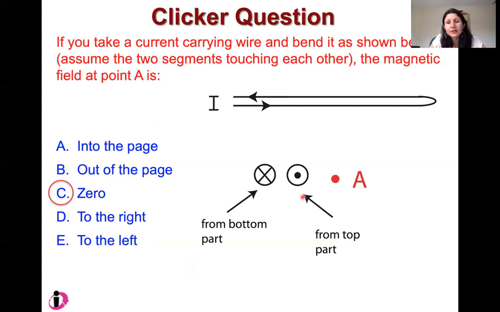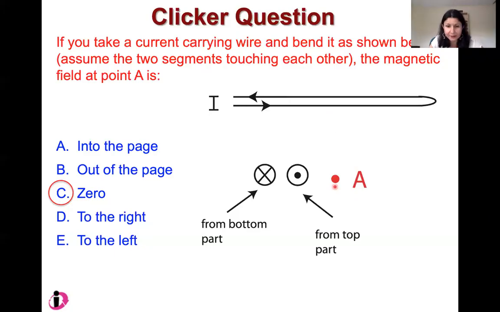But what does magnitude at point A depend on? It depends on the current, but it's one wire, so it's going to have the same current. And also the distance. Because they're touching, and that's why I really stress the fact, imagine they're touching, point A is really the same distance from the bottom and the top. So in other words, they are opposite with equal magnitude, so they will cancel and you will actually get a zero magnetic field.